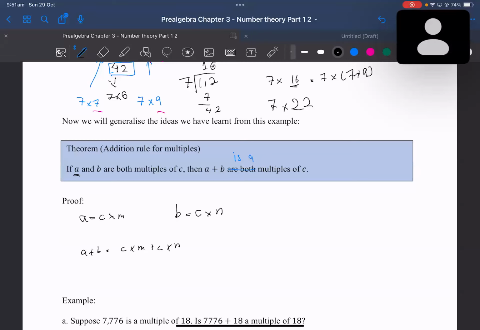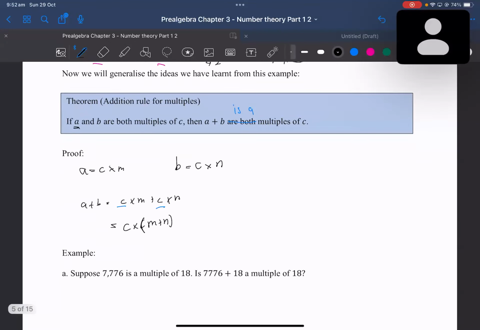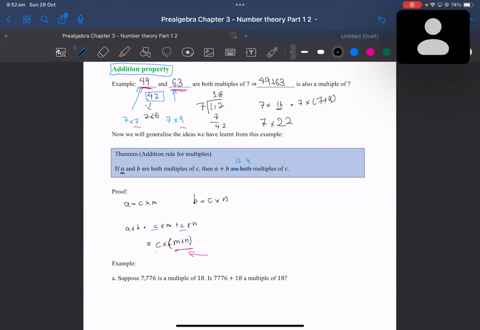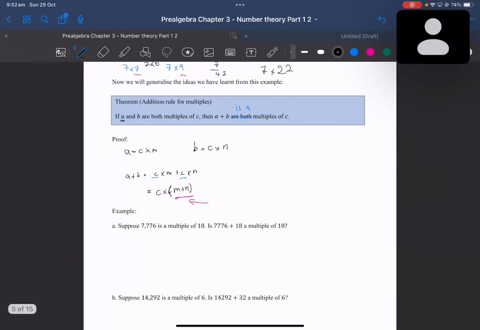And is this a multiple of C? Yeah. Why? Because you're just adding the two together. You can use the distributive property. The distributive property gives C times M plus N. You can take out the C and it's C times M plus N. So in that case, this is a whole number as well. So it's still a multiple of C, just like before when we had 7 times 7 plus 7 times 9, that's 7 times 7 plus 9, 7 times 16.